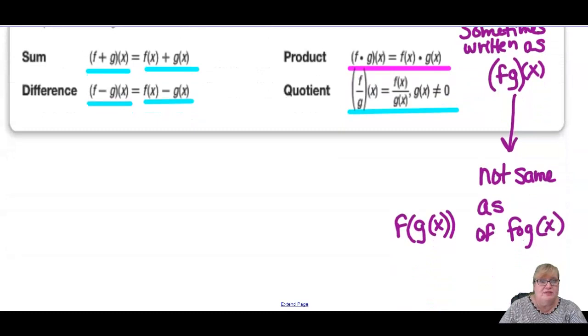Okay? Sometimes they write without the dot, like this, but it is not the same as the open circle. The open circle means you're putting g into f, and that's called a composition of functions, and that's the second half of this video.